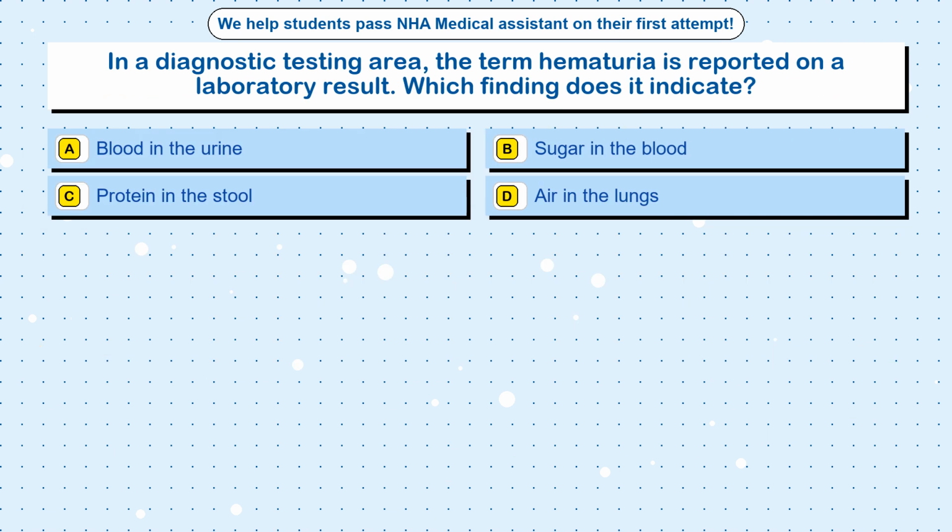Question 83. In a diagnostic testing area, the term hematuria is reported on a laboratory result. Which finding does it indicate? Option A. Blood in the urine. Option B. Sugar in the blood. Option C. Protein in the stool. Option D. Air in the lungs.